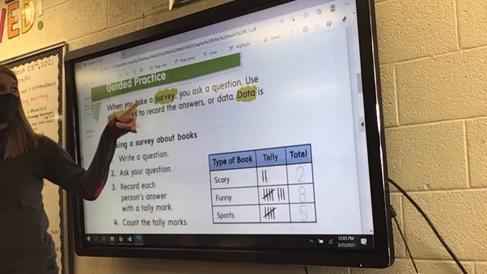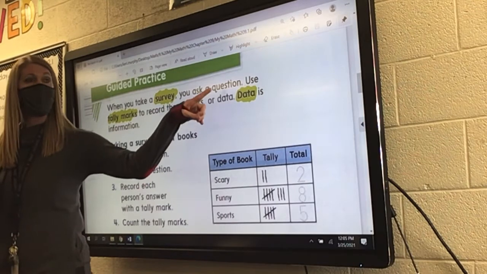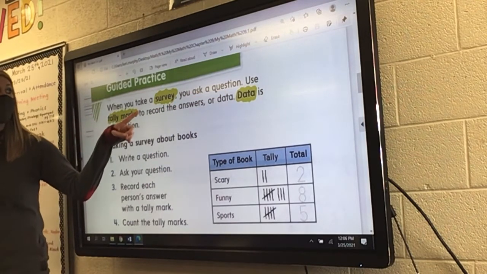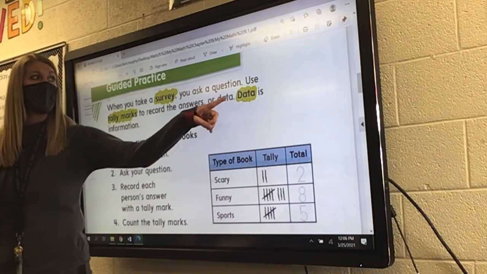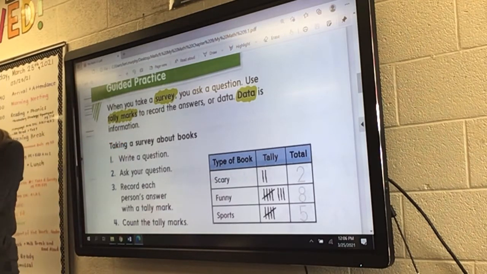Ready? When you take a survey, you ask a question, you use tally marks to record the answers or data. Data is information. Okay? So when you take a survey, just like on the video, you ask a question. That's the first thing you're going to do. Then, to record the answers, use tally marks. And then the second thing is you put it in a chart.